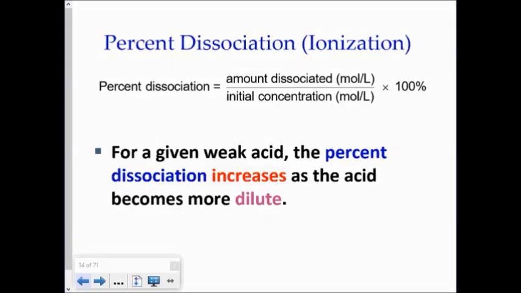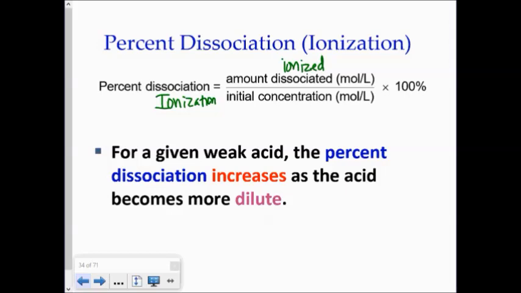Percent dissociation or ionization. It's a formula. I know you love formulas. It's the amount dissociated over the initial concentration, or the amount ionized, you could call it, times 100. So this is percent ionization, basically the amount forming that H plus or that OH, depending on which one you're doing, which will determine your percent dissociation or percent ionization.